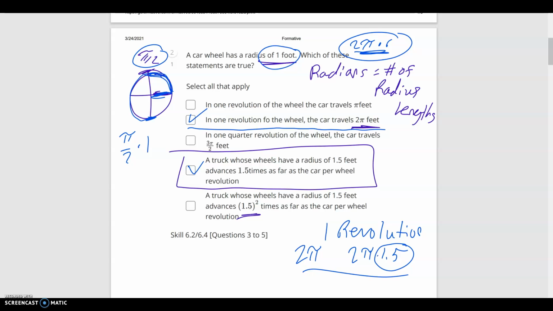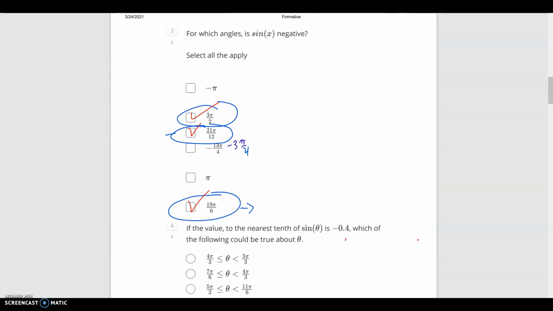The last one would not be true. I think this one's kind of getting at this whole area equals pi times radius squared kind of thing. And that definitely would not be the case. So the two that make sense are the ones that are checked. Moving on to question number 3.